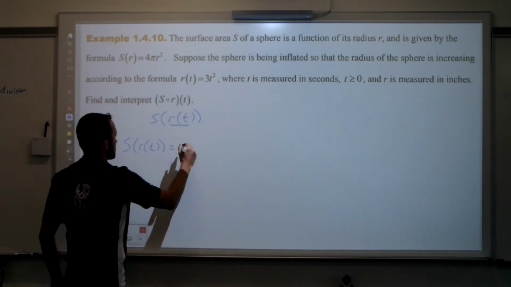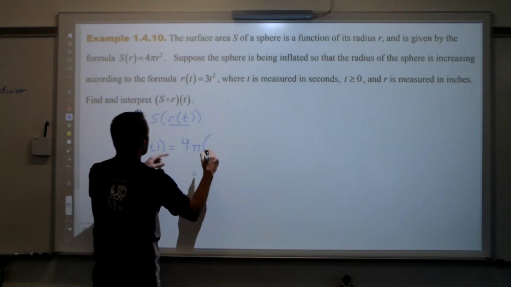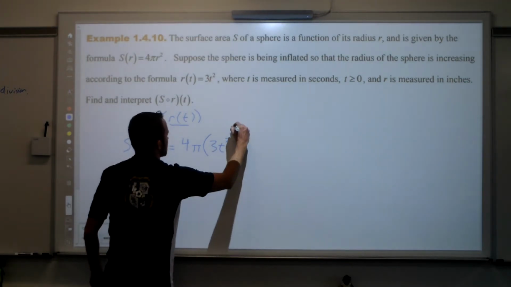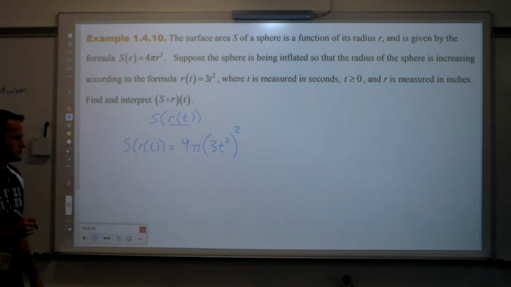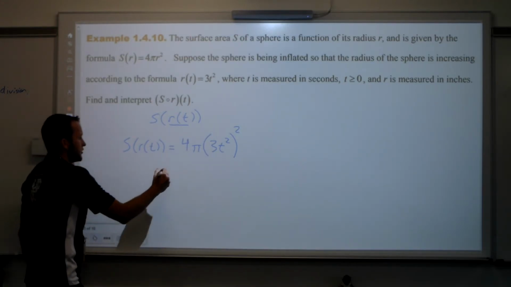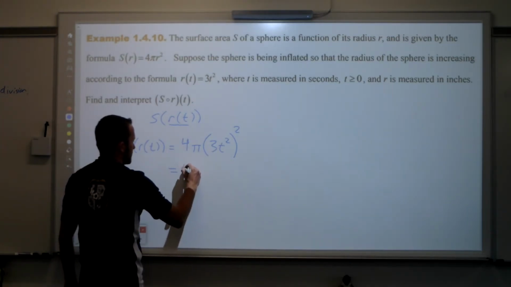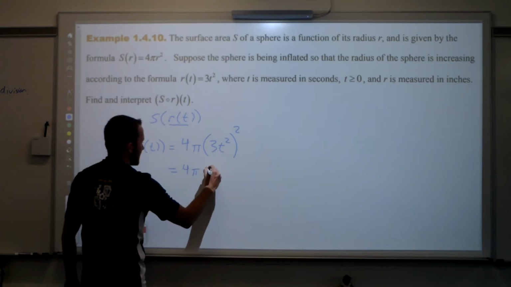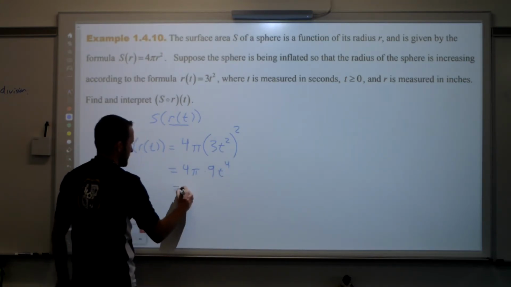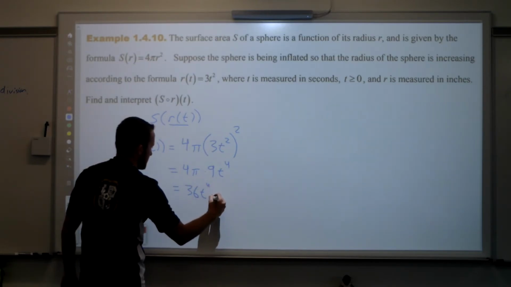S is normally 4 pi r squared, but instead of r, we're plugging in 3t squared, and then we have to square that. And then we just simplify it, okay? So this will be 3t squared. 3 squared is 9, and t squared squared is t to the 4th. So this will be 36 pi t to the 4th.